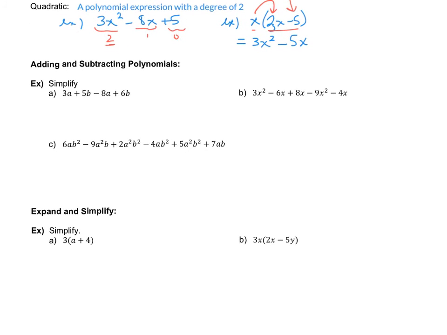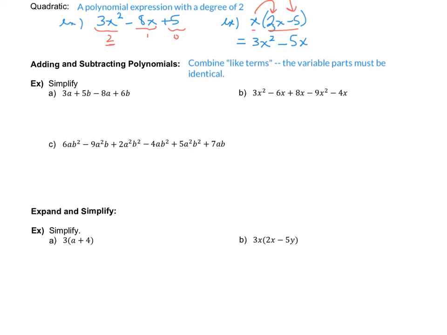All right, so adding and subtracting polynomials, you can only combine like terms, only terms that have identical variable parts to it. So only terms that have identical variable parts, and we're going to discuss that with some of these examples. Those are the only ones that can be combined.